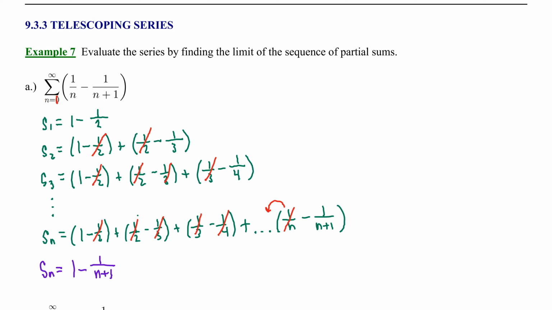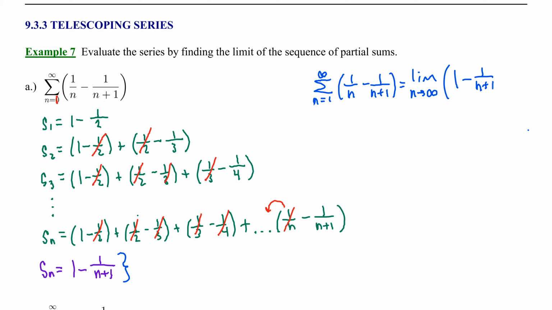over n plus 1. Recall that the sum of the series from n equals 1 to infinity of 1 over n minus 1 over n plus 1 is the limit of the sequence of partial sums. We have the nth term formula for that sequence of partial sums. So to evaluate the sum of the series, we just need to evaluate this limit. Clearly, this limit is equal to 1. Therefore, the sum of this series is 1.